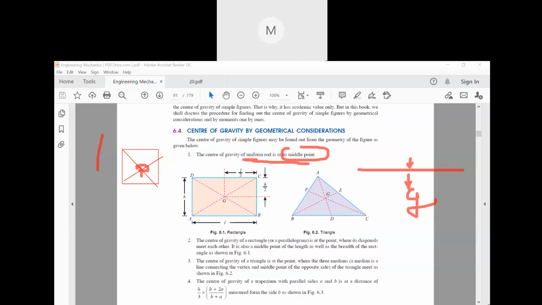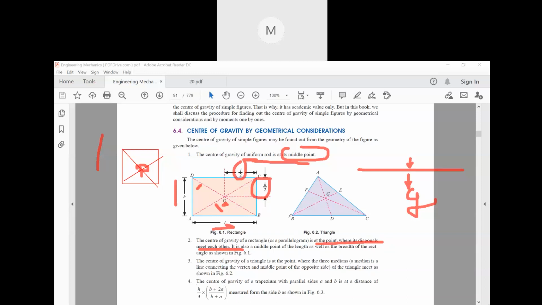Now coming to a rectangle. For a rectangle, I just discussed it right now. It is the point where all the diagonals meet each other. Look, this is the diagonal, this is the diagonal. So at point G, all the diagonals are meeting. Now, if you have to find out the center of gravity, there will be two directions. In one direction it will be L by 2, because the length is L, and in the other direction it will be H by 2, because it is H. As simple as that.